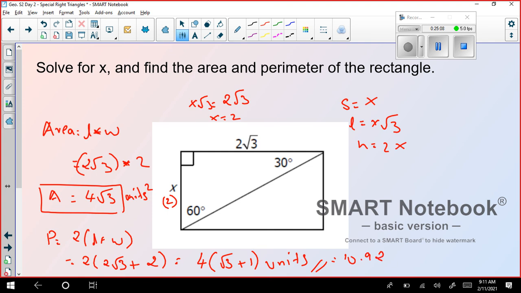10.928 units in decimal, and this area was 4 root 3, which is nothing but 6.928, if you had written in decimals.